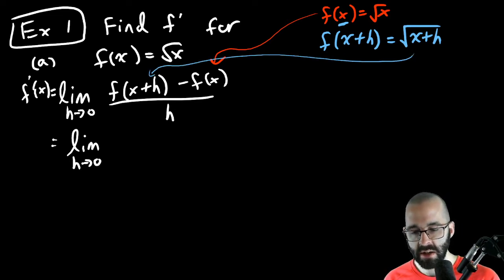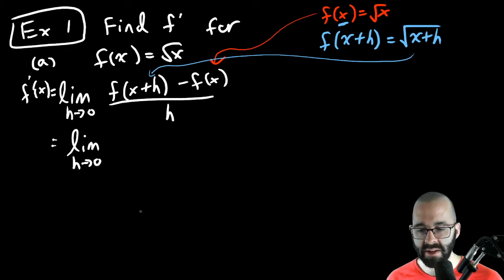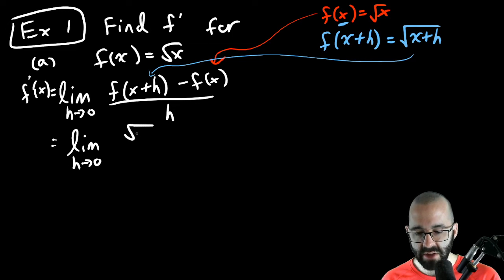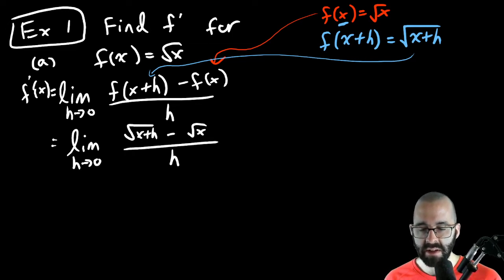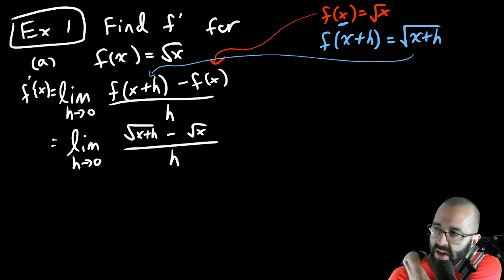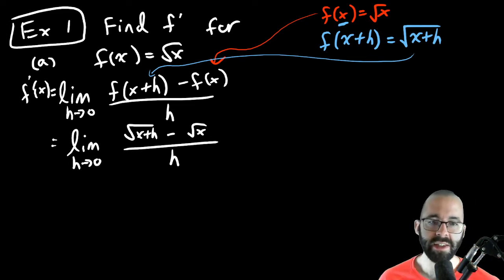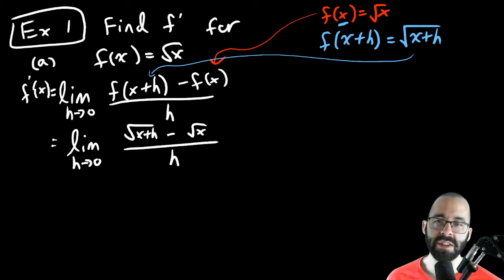Okay? So that's how we replace f of x plus h. We get the limit as h goes to 0 of the square root of x plus h minus the square root of x divided by h. And basically with every single derivative, you're not going to be able to use direct substitution at the start. Okay? It's almost always going to be 0 divided by 0. If we try to plug in h equals 0, this limit, 0 over 0, that's an indeterminate form.